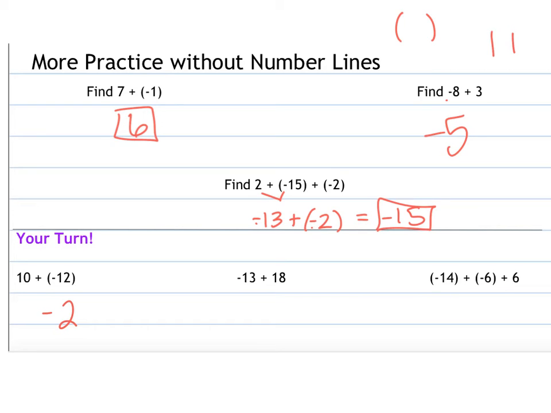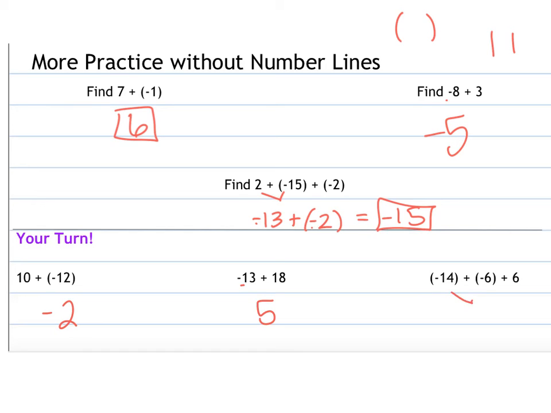Negative 13 plus 18, different signs, so we subtract. Notice I'm saying the same steps over and over again. 18 minus 13 is 5. Now, I have 13 negatives and 18 positives, so I have more positives, so my answer is a positive 5.